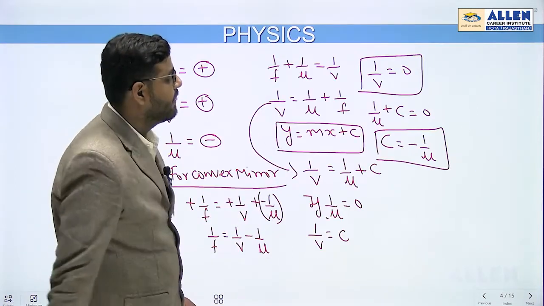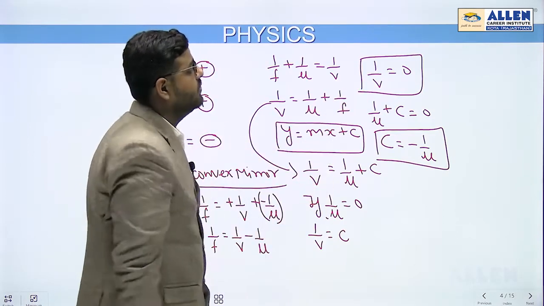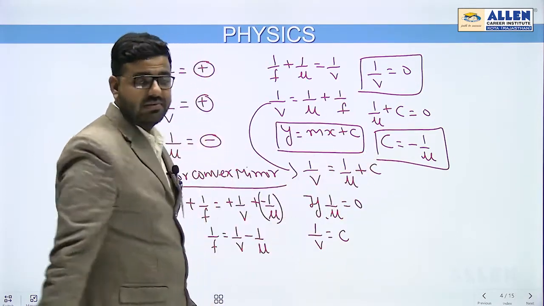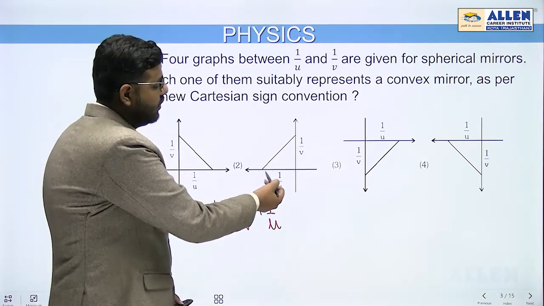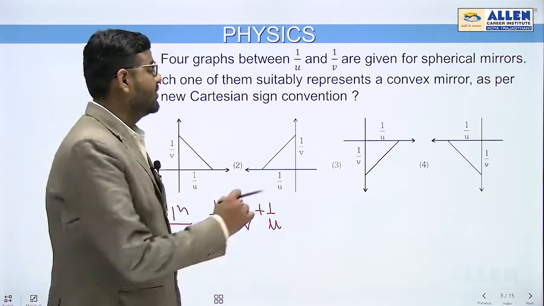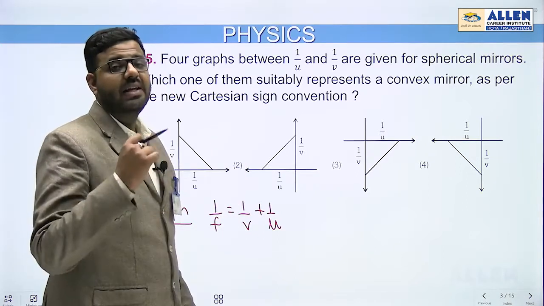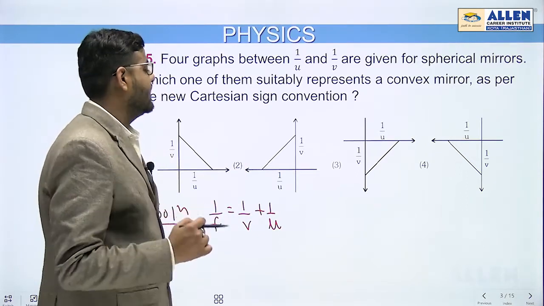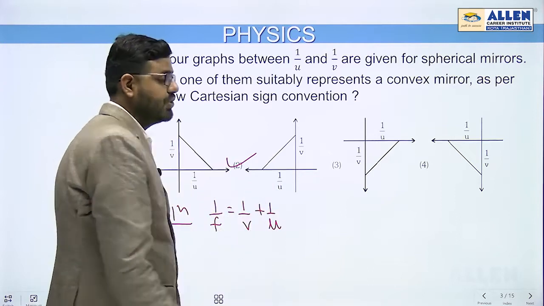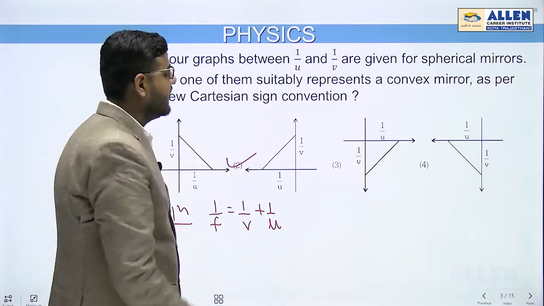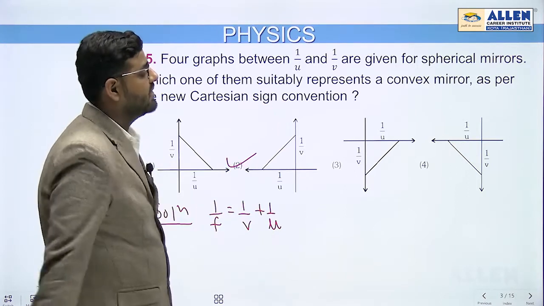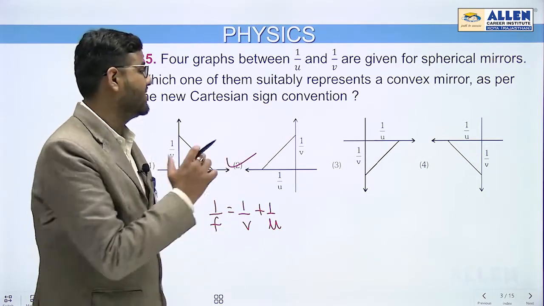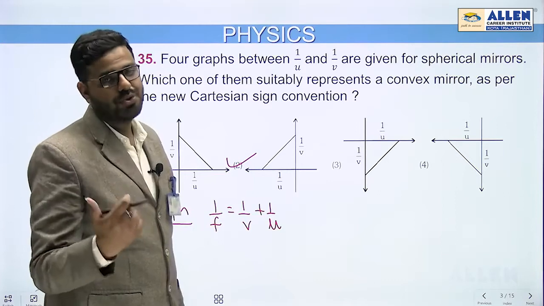And second condition, if 1 by v equal to 0, then c would be equal to minus 1 by u. So this condition is satisfied in graph 2. So the correct answer for this question is option 2. So this is the correct graph between 1 by v and 1 by u for a convex mirror out of the given graphs, that is the option 2.